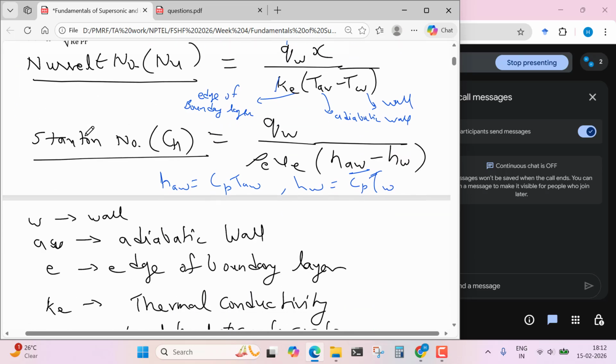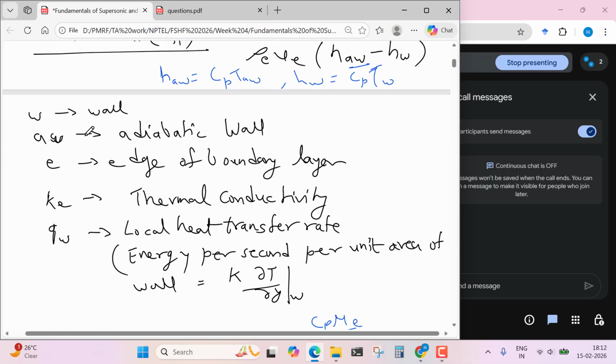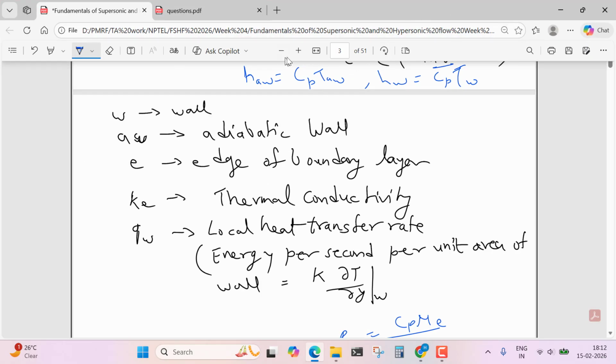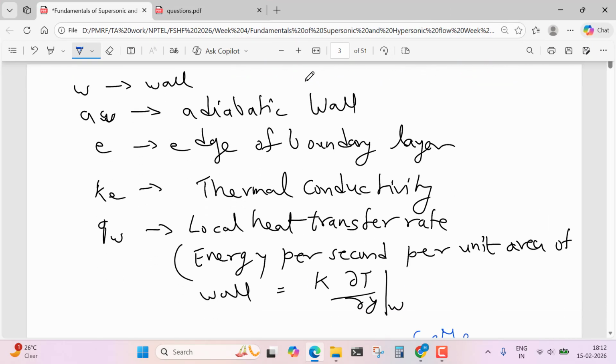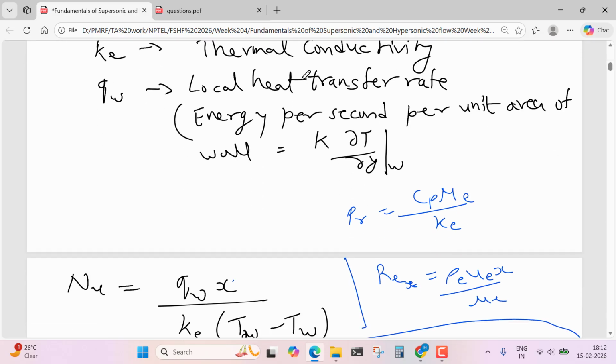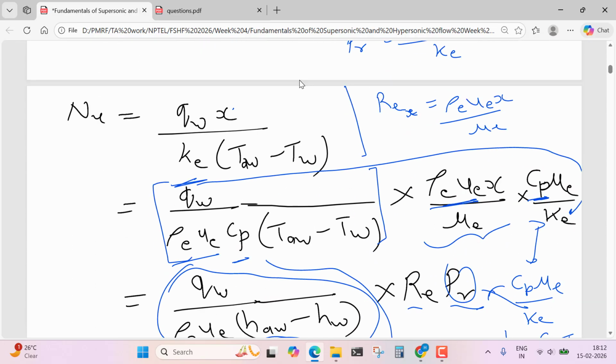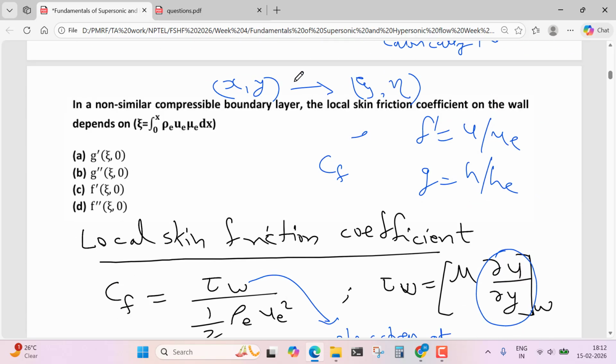Is there any doubt? Now we'll see second problem.